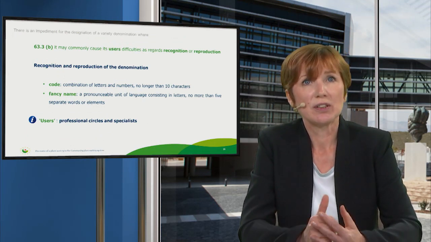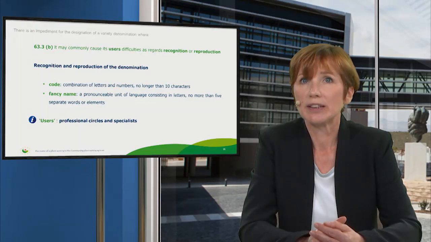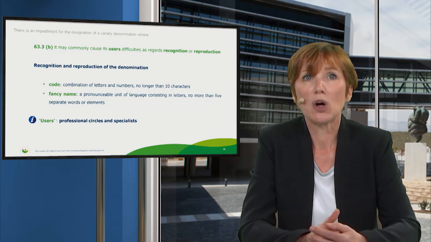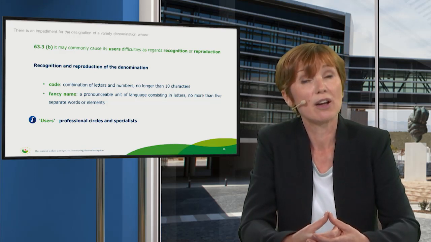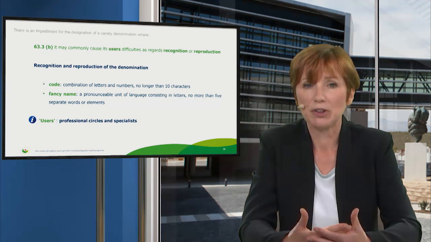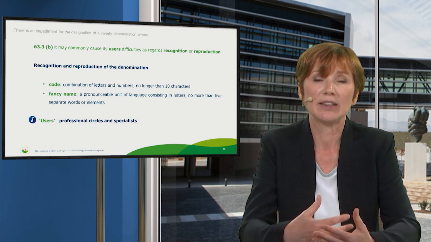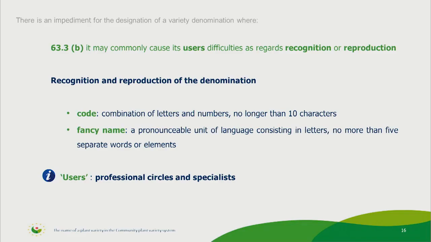So, a denomination is not suitable if it is not recognizable as a denomination, if it is difficult to reproduce, or if it does not allow to identify a variety. A denomination can be in the form of a code. In this case, it can consist of letters or a combination of letters and numbers, but it should not be longer than 10 characters. And if the denomination is in the form of a fancy name, it must consist of letters and be pronounceable. And it should not exceed 5 words or elements.